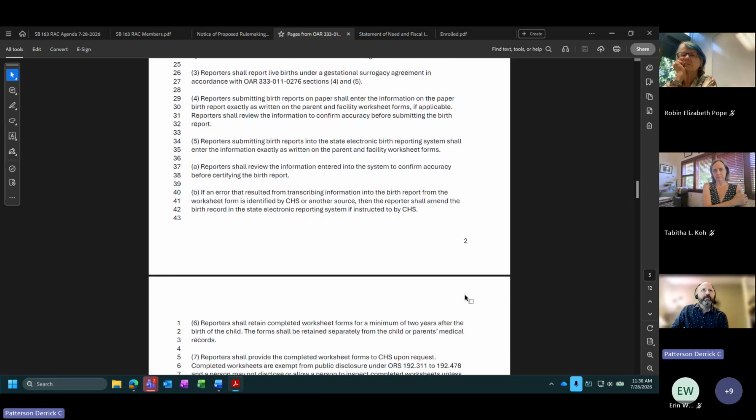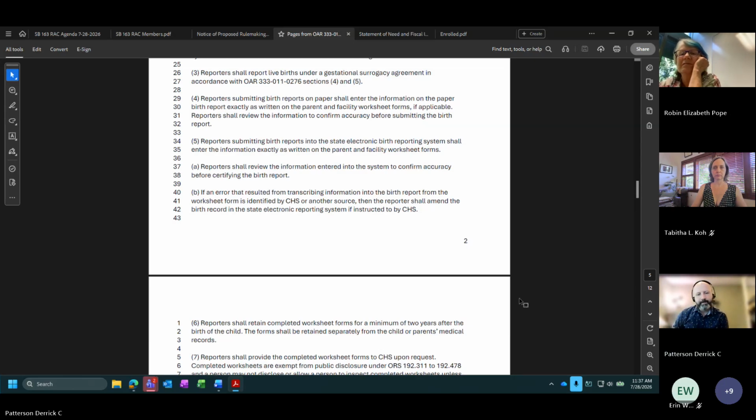Okay. Section 5, reporters submitting birth reports into the state electronic birth reporting system shall enter the information exactly as written on the parent and facility worksheet forms. A, reporters shall review the information entered into the system to confirm accuracy before certifying the birth report. B, if an error that resulted from transcribing information into the birth report from the worksheet is identified by CHS or another source, then the reporter shall amend the birth record in the state electronic reporting system if instructed to by CHS. Any questions or comments for 5?